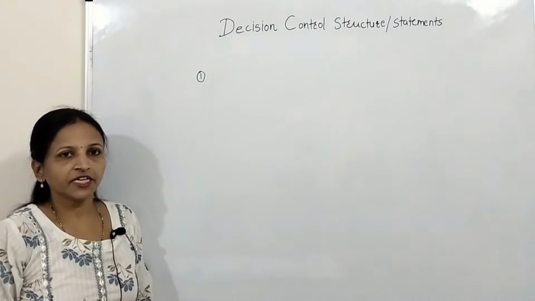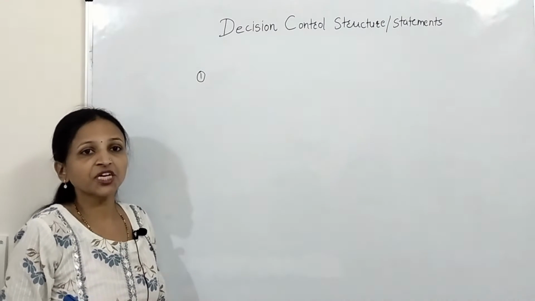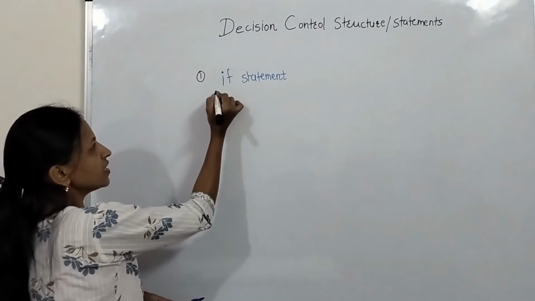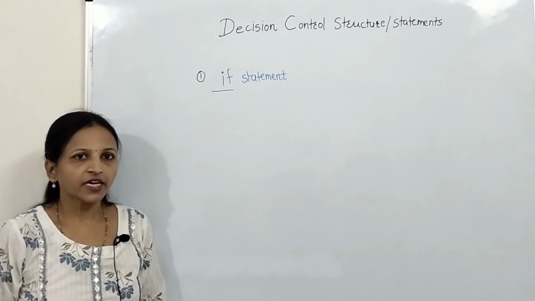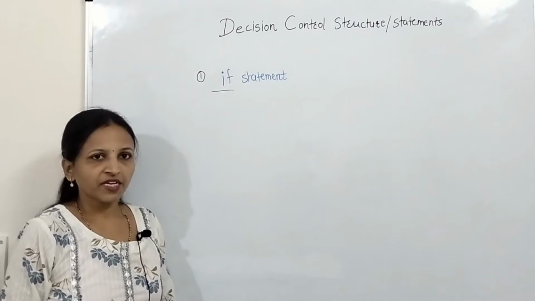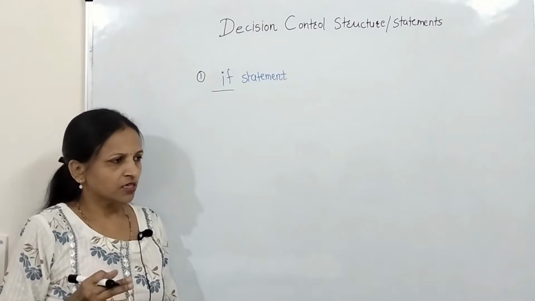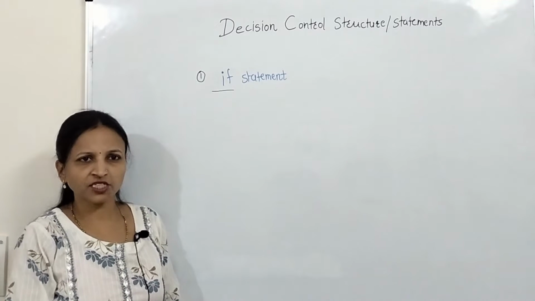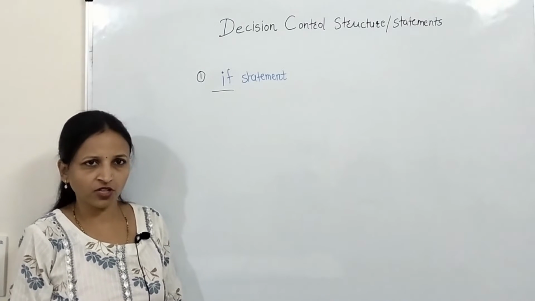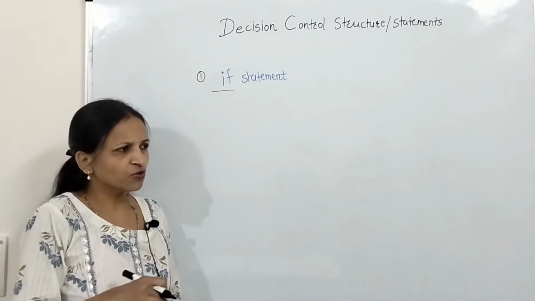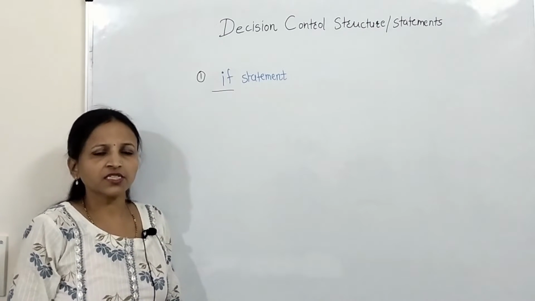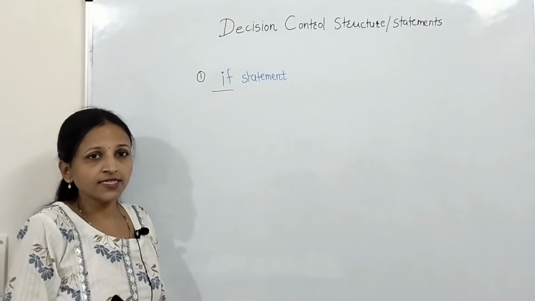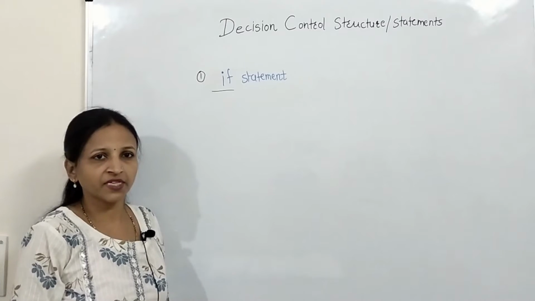The first statement that comes under this decision making control structure is the if statement. This if is a keyword, and this if statement can be used when you want to decide something in your program, on the basis of a certain condition, whether it is true or false. On the basis of that, if you want to execute certain instructions inside your program, then we can use this if statement. The general syntax of using this if statement is like this.